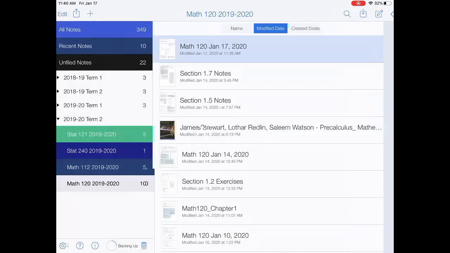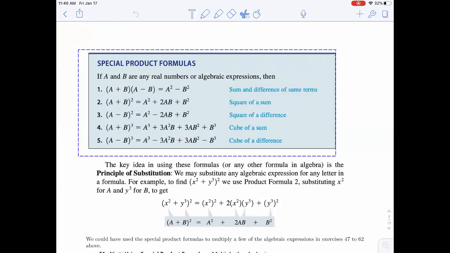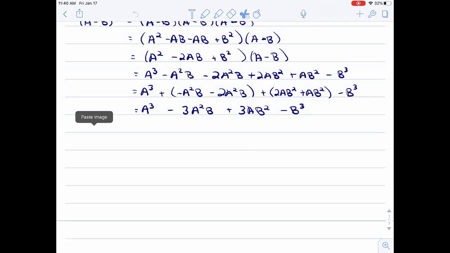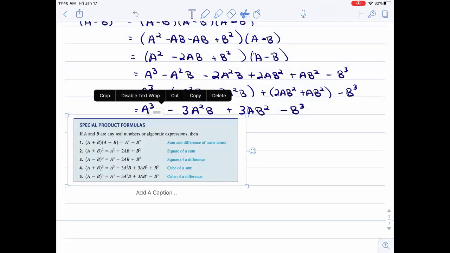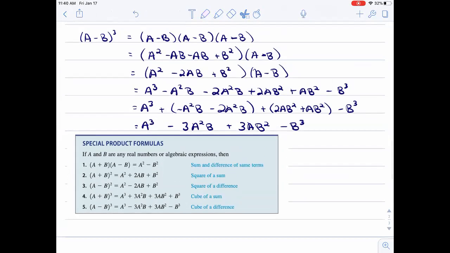Which is the same as our special products here, which I'll steal. So we don't actually need these special products, right? Because we're able to do it, but if we're feeling lazy, then we could just go straight from here. That's that one, right? And we did get the same answer.